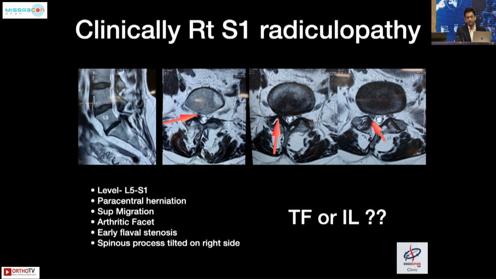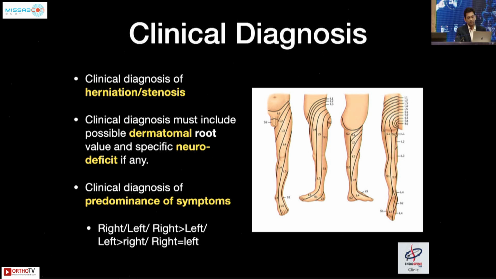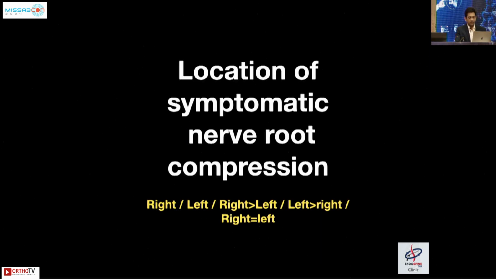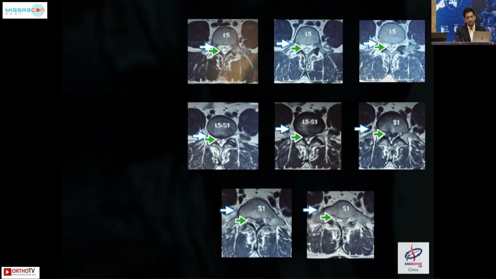We all know that masters can perform this technique with any approach, but for newcomers to the full endoscopic approach, it's very important to identify the symptomatic nerve root and how to tackle this symptomatic pathology without destabilizing the facet joint, or with minimum difficulty during the surgery. Clinical diagnosis is all important, whether it's a herniation case or stenosis: which is the dermatomal pattern, which are the predominant symptoms, whether it's back pain or leg pain, and right-sided or left-sided pathology. When we see any MRI, we should identify the location of the symptomatic nerve root.